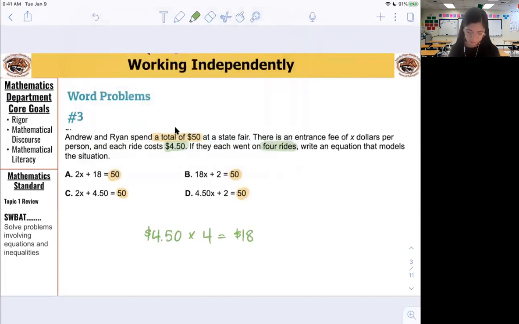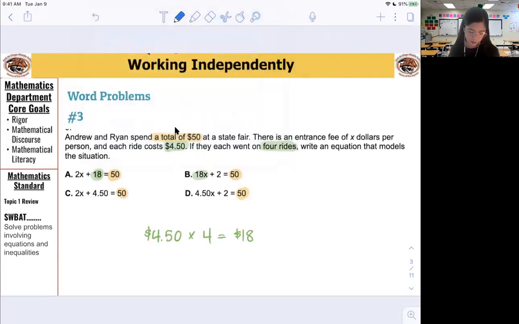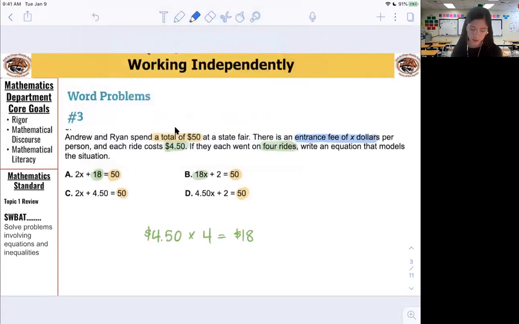And then finally, I noticed that there's a 2 and then there's a 2x. Well, the 2 is talking about how there's two people. And the X is the entrance fee. Oops, let me highlight. Entrance fee of X dollars. So if the entrance fee is X and there's two people, I have 2X. That's where A comes from. A is my answer. And I'm done.